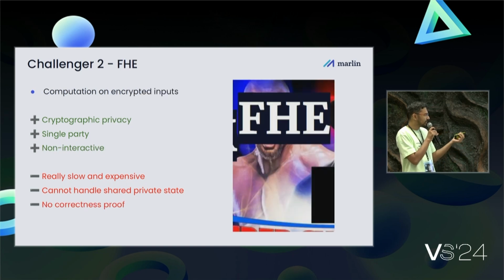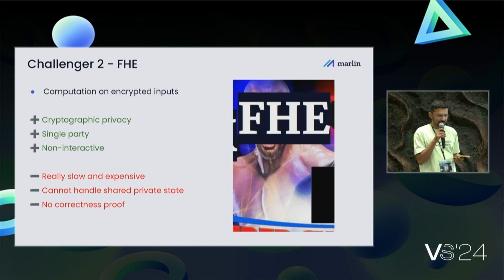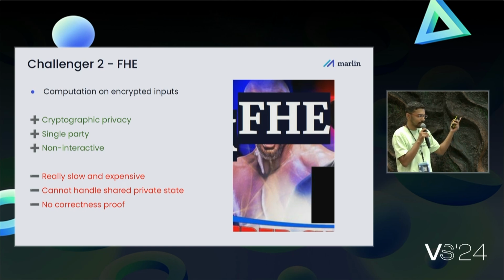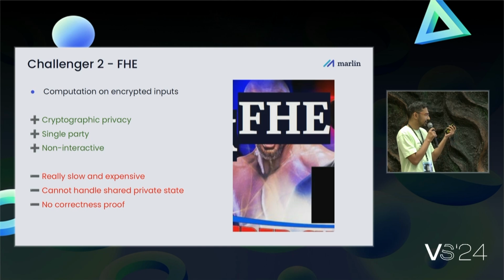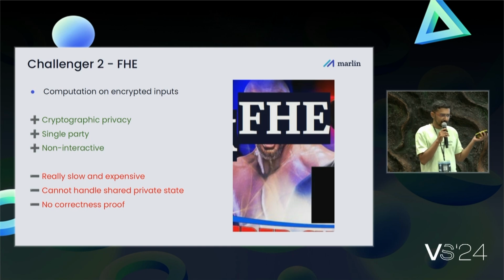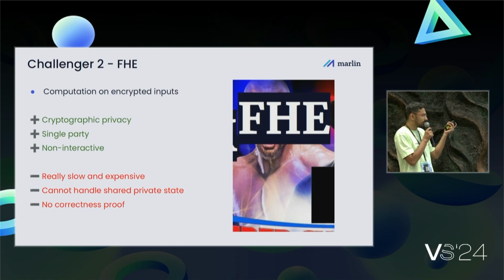Let's look at our next one, which is the rookie, FHE, or fully homomorphic encryption, new kid on the block. It provides cryptographic privacy, which is a little different from cryptographic security, but we'll get into that. It's also single party and non-interactive like ZK, where you can just do the compute on your own without relying on third parties. Like ZK, it's also really slow and expensive, and it also can't really handle shared private state, which is a bit interesting because the whole point of FHE is to handle private computation, right?